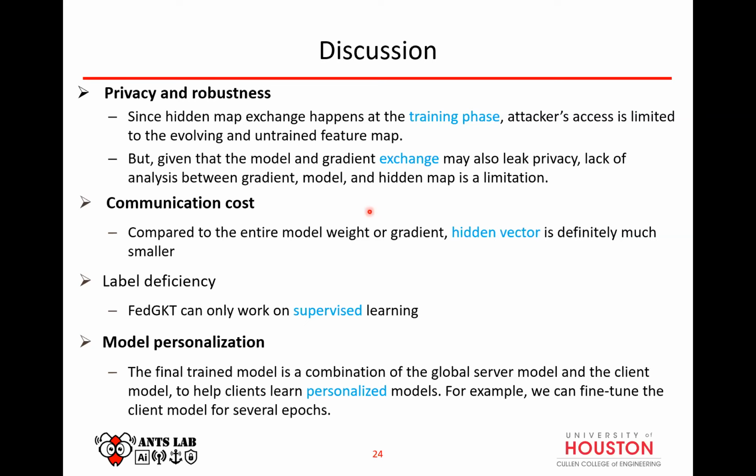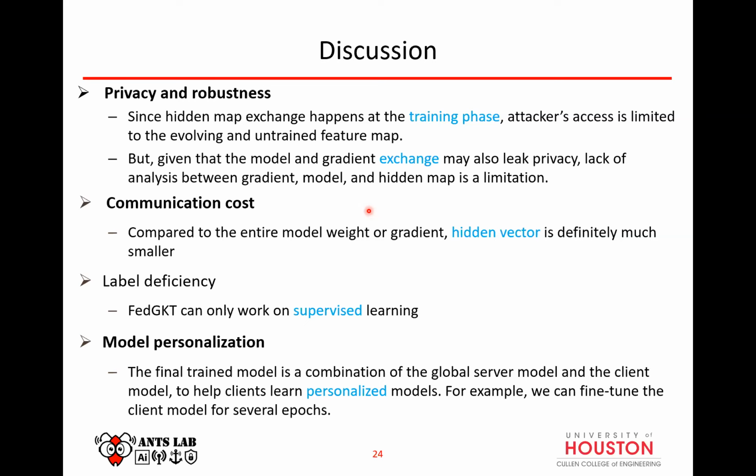And the other is about the communication cost. So compared to the entire model weights or gradients, the hidden vector is definitely much smaller. But if you have a very, very large data set with several data points, and the image resolution is high, then of course it takes a little longer to finish the training. So the communication cost may increase a little bit.